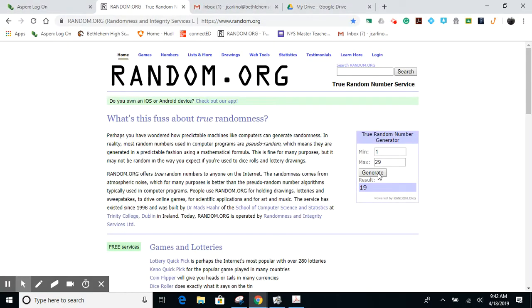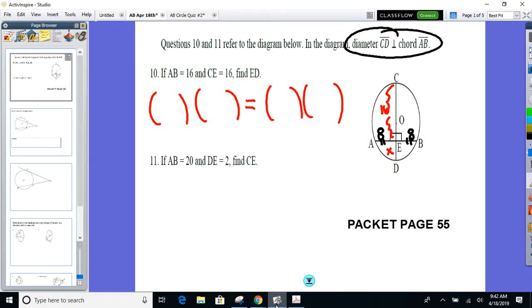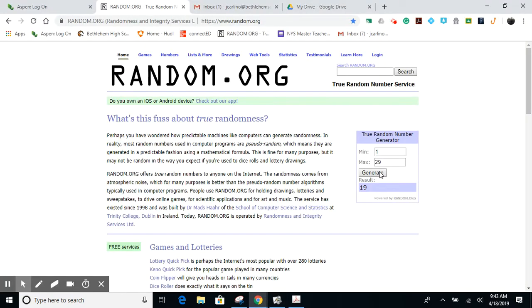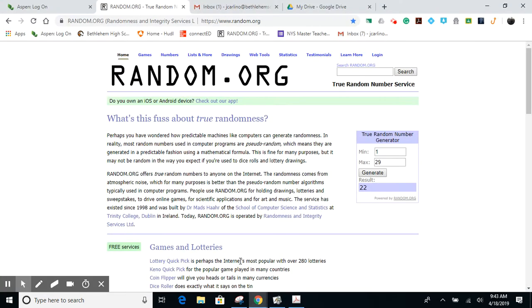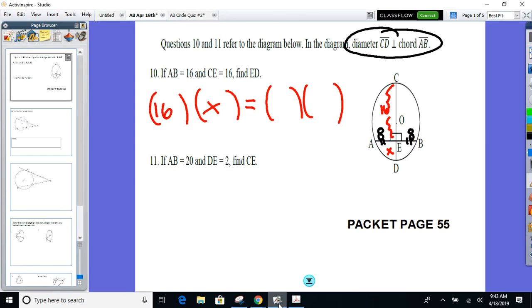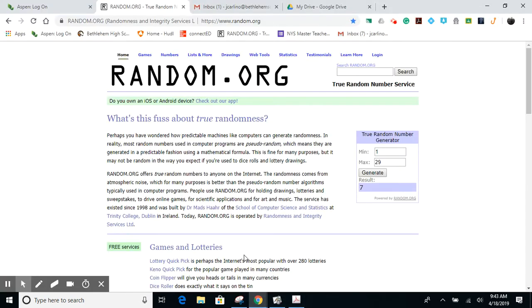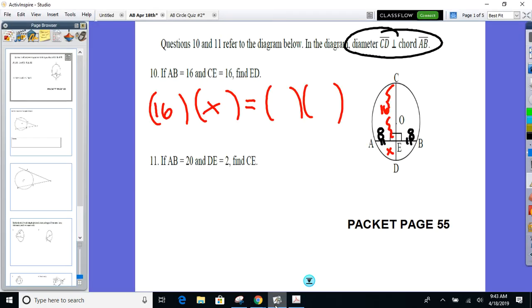All right, so let's hear from 19. Name one chord for me in here. What are the two parts it's broken up into? Okay, so 16 times X. Name another chord for me. What's the other chord? That's a good chord. How about the other chord, AB? What's AB broken up into?